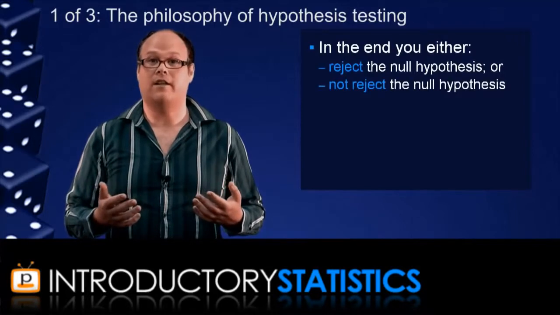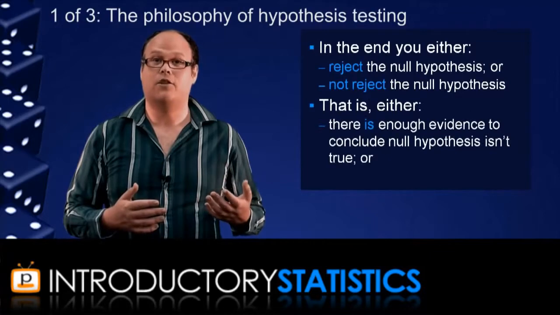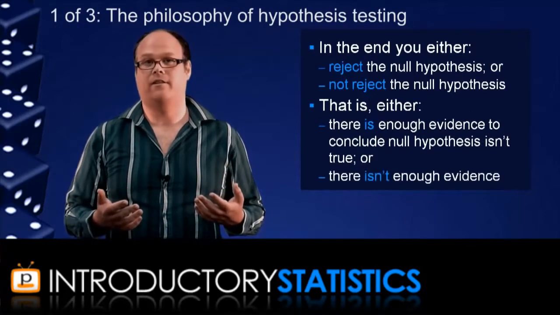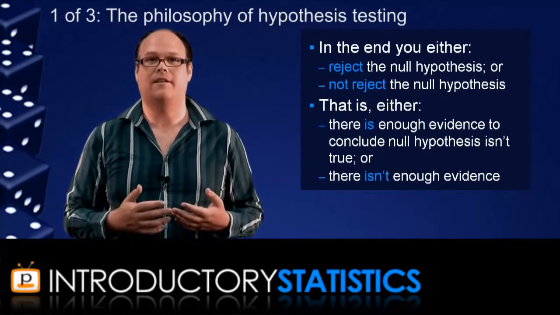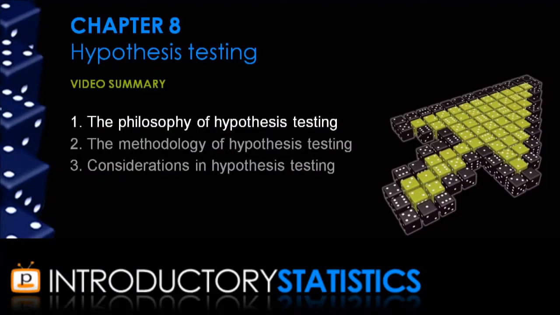So at the end of a test, we'll always do one of two things. Either there's enough evidence to reject the null hypothesis and accept the alternative, or there's not enough evidence to reject the null hypothesis. We can say we retain the null hypothesis in that case. So those are the major concepts behind a hypothesis test.